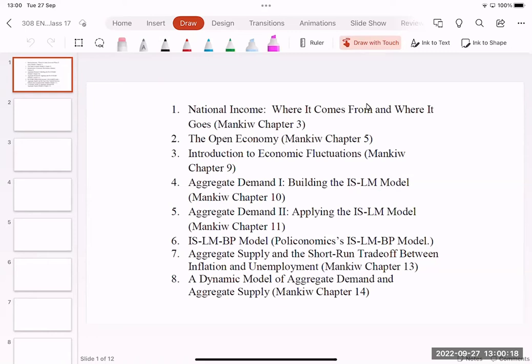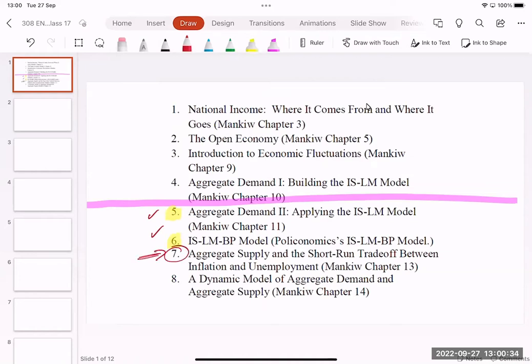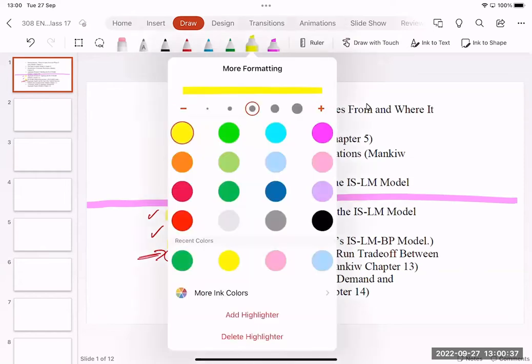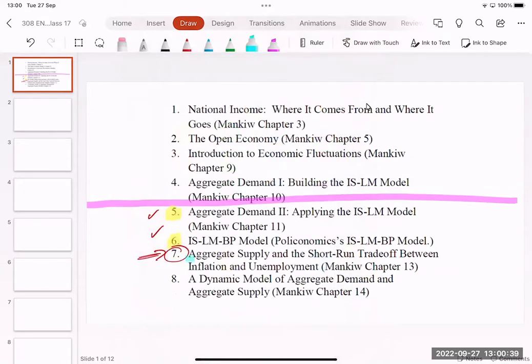For the final exam, it's going to cover chapters 5, 6, 7, and 8. As you know, we have already done chapter 5 and chapter 6. So today we're going to talk about chapter 7. Chapter 7 is going to be the story about the aggregate supply curve and the short-run trade-off between inflation and unemployment. This is for the final exam.